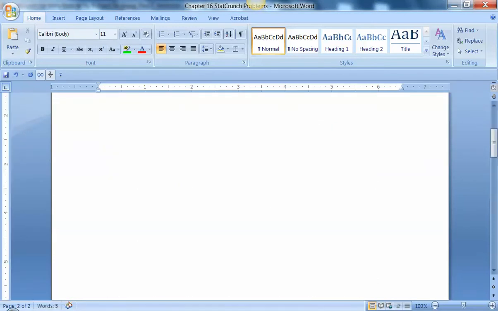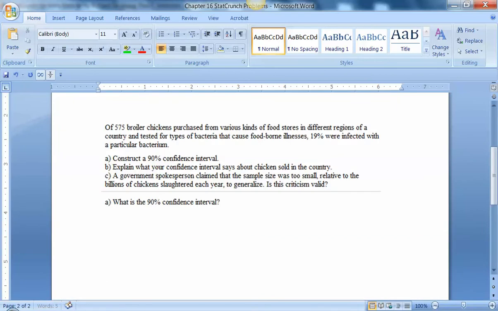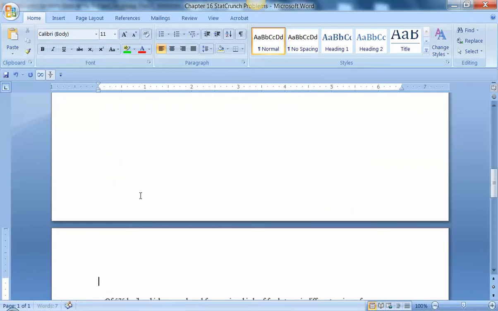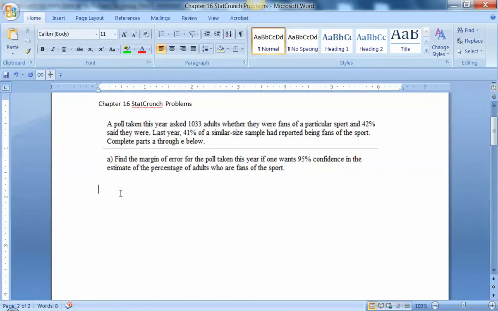Your successes are calculated by taking the proportion, which is 42%, times the sample size. When I calculate that on my calculator, I get 433.86, so I'm going to round it up to 434.